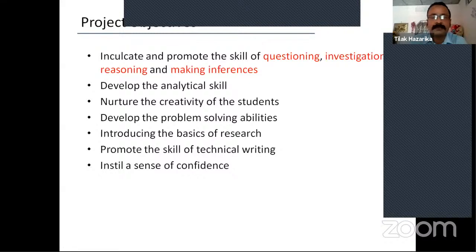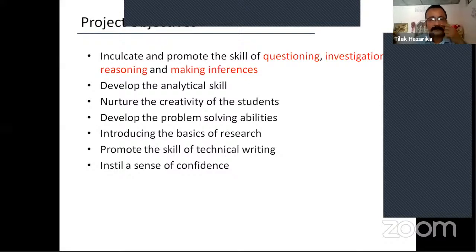So all these things are very closely linked with the growing intelligence of the students right at the tender age. So this is the background. Nurture the creativity of the students, develop the problem solving ability, promote the skill of technical writing. Technical writing is one of the very important areas we have to give importance to, so that they develop communication skill. And most importantly, it will instill a sense of confidence amongst the students. So this is a very, very important area.